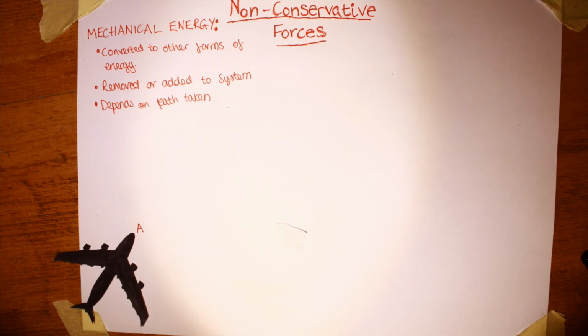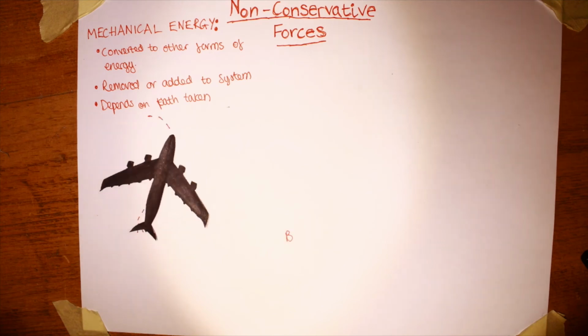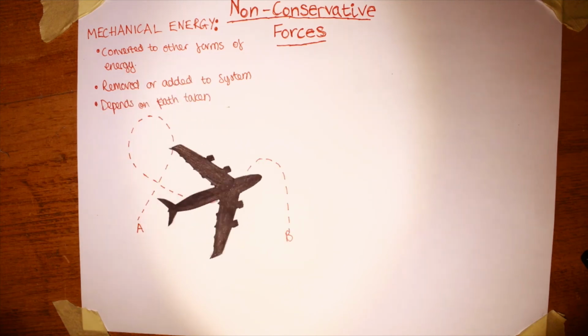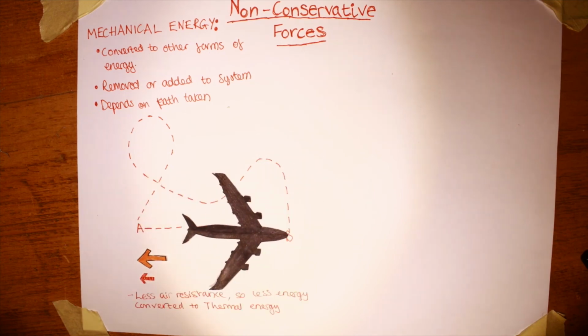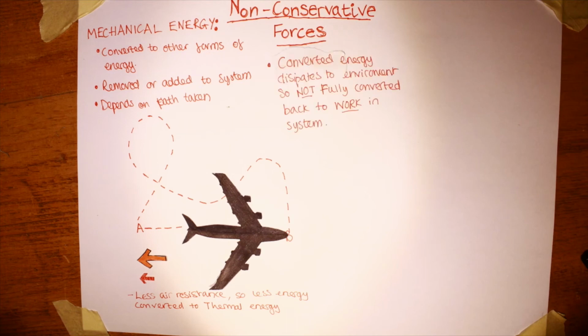If we move this plane from A to B on a winding route, air resistance will be higher than if you go directly from A to B. This is because the plane will come into more contact with air molecules and therefore more friction. So more kinetic energy will be converted to thermal. This energy dissipates to the environment, so cannot be fully converted back to work in the system.